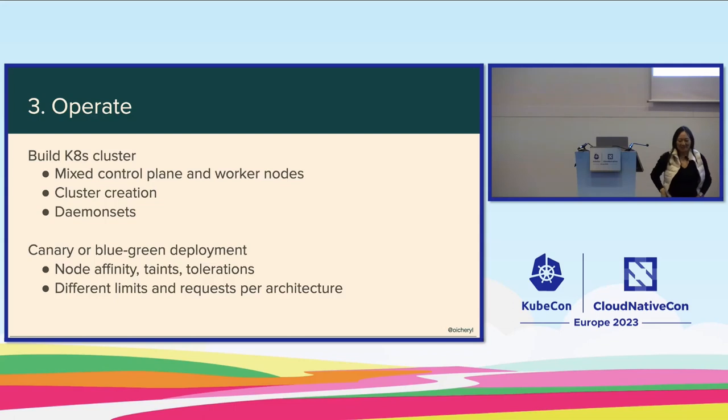Then the third one is where it gets interesting, because now we actually hit Kubernetes. Decide how you're going to build your Kubernetes cluster. You're probably not going to go from 0 to 100%, from all x86 to all ARM, in one go. So are you going to move your control plane nodes over first? Are you going to move your worker nodes over first? Are you going to try and do a mixture of it?